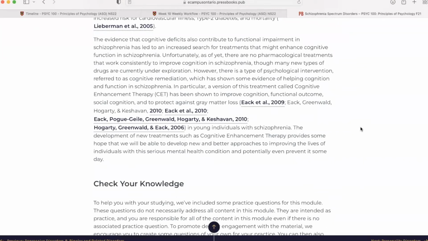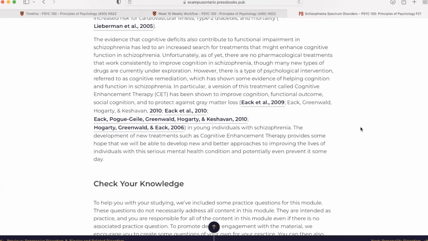However, there is a type of psychological intervention referred to as cognitive remediation, which has shown some evidence of helping cognition and function in schizophrenia. In particular, a version of this treatment called cognitive enhancement therapy has been shown to improve cognition, functional outcome, social cognition, and to protect against gray matter loss in young individuals with schizophrenia.